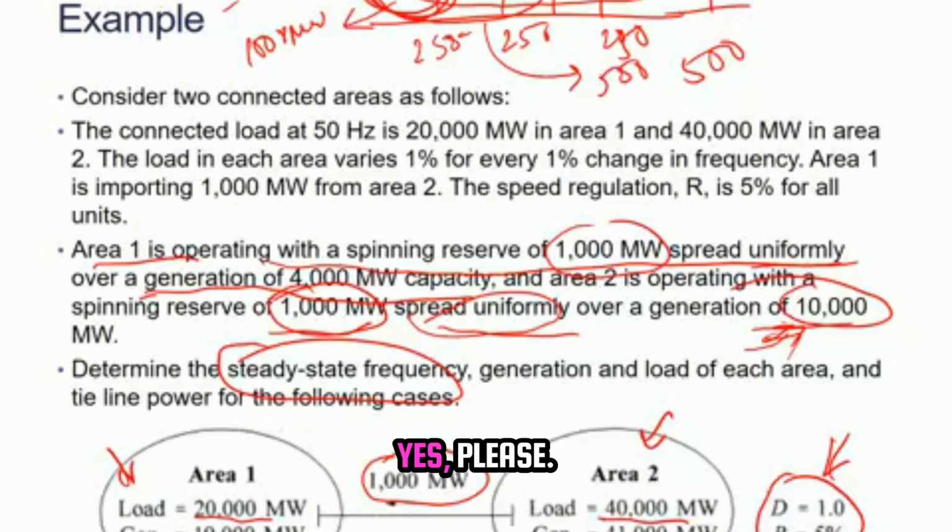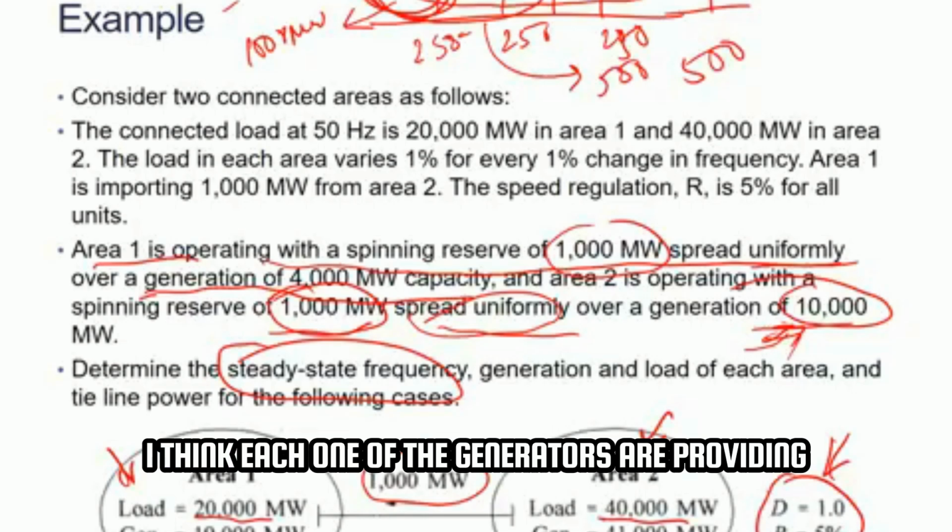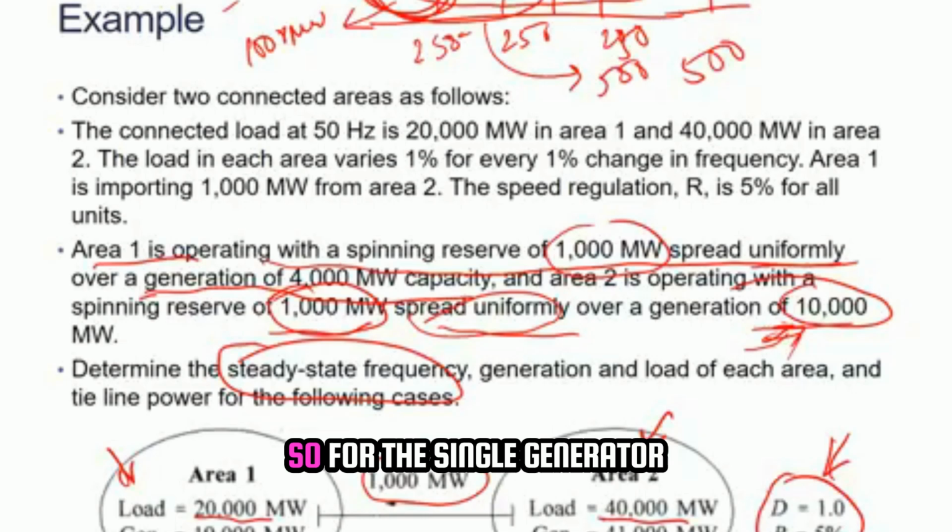Sir, I have a question. Yes, please. 250 or 2,500? Sorry, come again. I think each one of the generators are providing 10,000. So for the single generator, it will be 2,500, not 2,050.